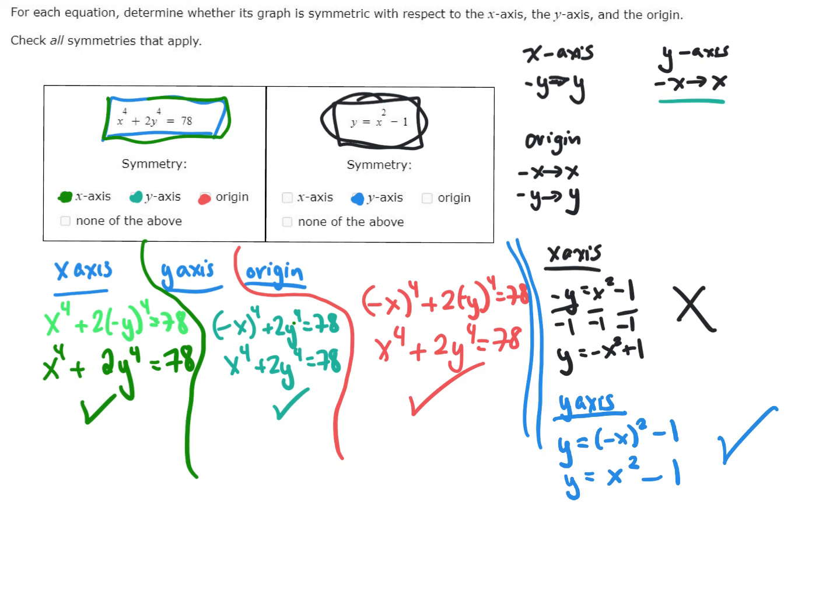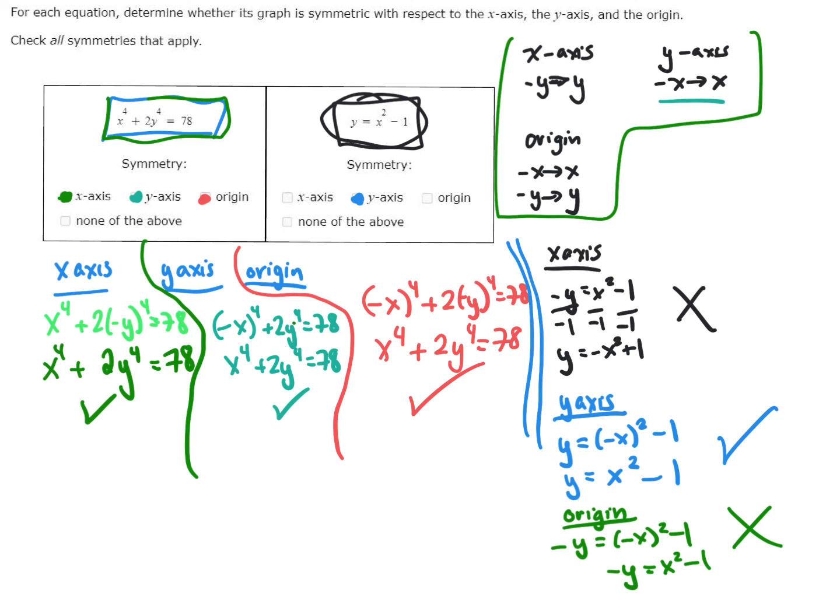Now we could check the origin. It's not going to work because it's never going to be for just 2, so it's going to be either for 1 or all of them. So if we look at the origin, it's going to be negative y equals negative x squared minus 1. Now the x will become positive, but the y is going to stay negative, so we're kind of stuck in that same thing. So in this case, we only have the y-axis for the symmetry. So the big thing is just to look at these as the things that we will test.